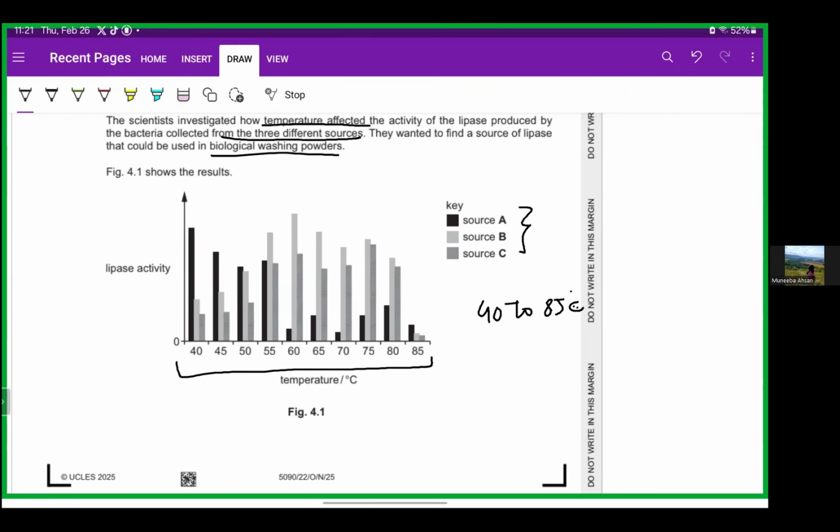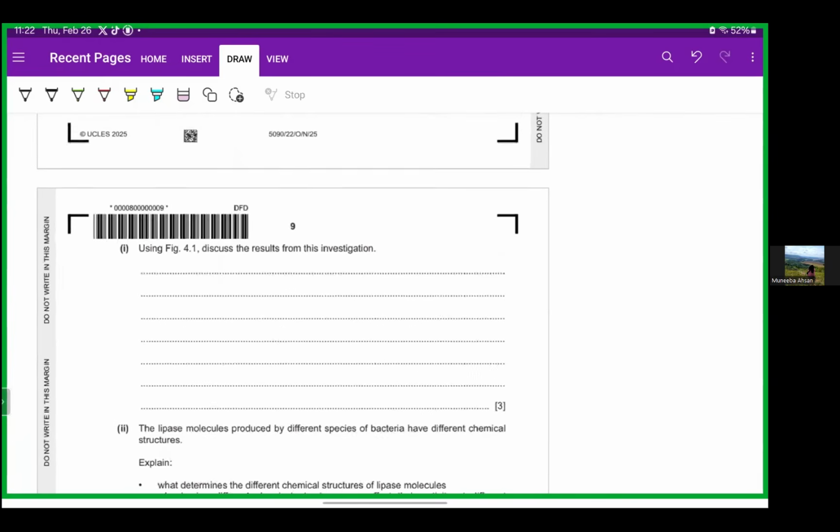Okay, so first of all, you can see that the lipases from A, B, and C work in a range of a temperature, right? You can also see that every source has an optimum temperature. For example, A works best at 40, right? And B is light gray, right? So B works best at 60 degrees, right? And C works best at 75 degrees, right? So this is what we're gonna write in our answer as well.